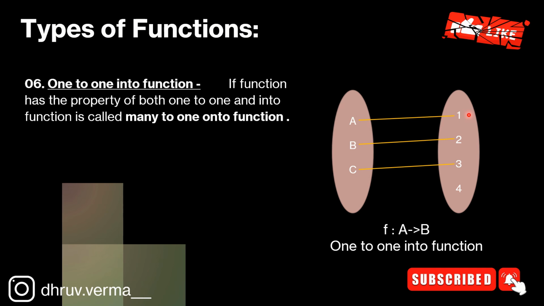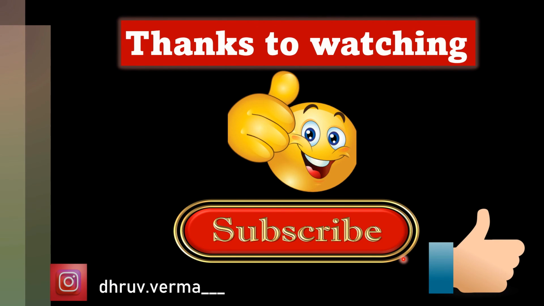You can see here A is related to 1, B is related to 2 and C is related to 3. And this is the property of an into function: if any element is left in the codomain, that is the property of an into function. So a function which consists of both the one-to-one property and the into property is called a one-to-one into function.